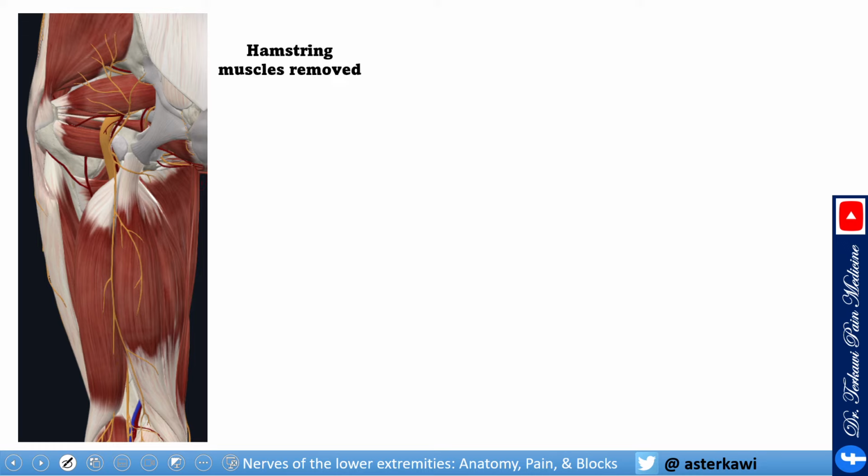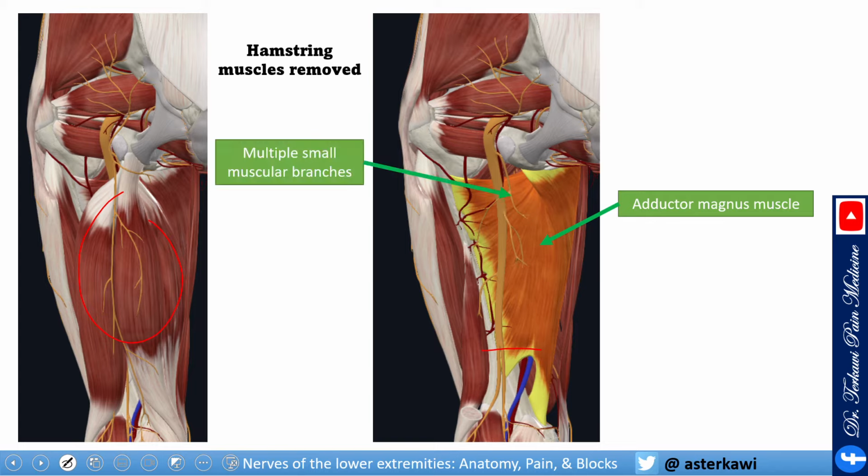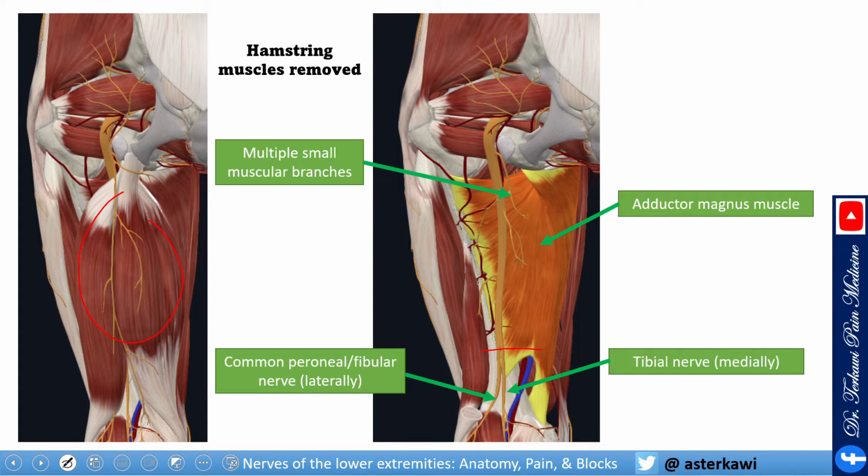Now, if you look here at the hamstring muscle, right? So I'm going to remove the hamstring muscle for you. So we will see the sciatic nerve. As you notice, there are no major branches of the sciatic nerve until it starts to bifurcate into the common peroneal and tibial nerves. So here is the adductor magnus. Here are multiple small branches of the sciatic, the common peroneal or fibular, in some references, lateral, and the tibial medial.